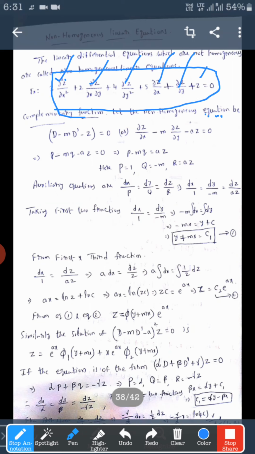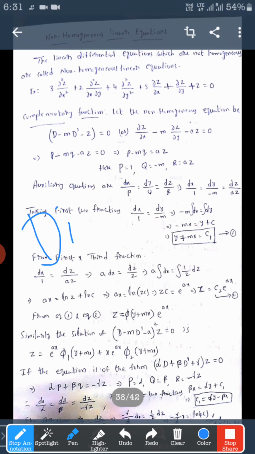Then it is called a non-homogeneous linear partial differential equation. That means the orders are different. The terms must contain different orders, not equal, unequal orders. Then it is called a non-homogeneous differential equation.